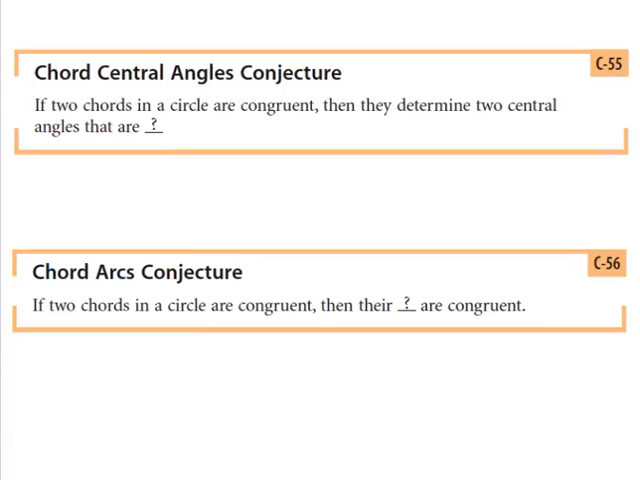Okay, so we have a conjecture now, and that's the chord central angles conjecture. The chord central angles conjecture: if two chords in a circle are congruent, then they determine two central angles that are congruent. Good job.